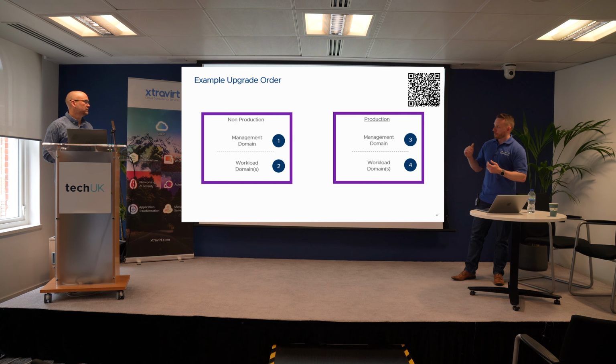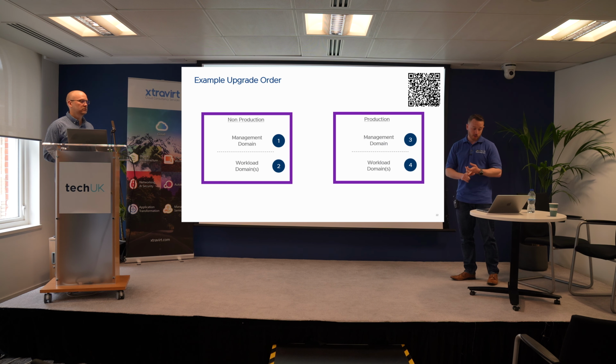So start with your non-prod management domain first, move on to your workloads. If you're happy, move into production, and then go forward on there. We did touch upon the disk space thing again. Always make sure you've got disk space before you move into these. Just because you've tested it in the lab and you made sure you had enough disk space there, doesn't necessarily mean you're going to have enough disk space in production when you get to that one. So make sure you're checking that one as well.